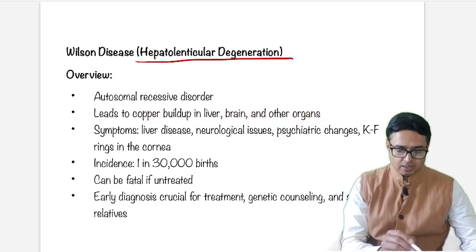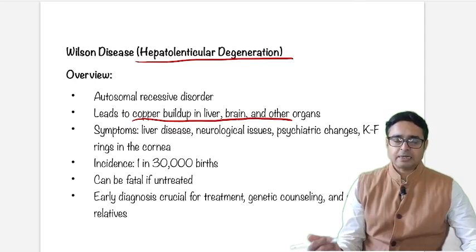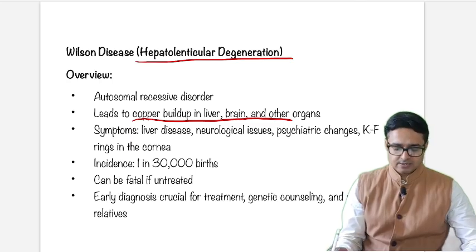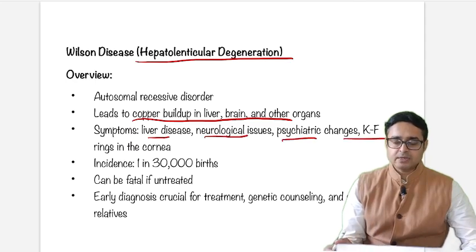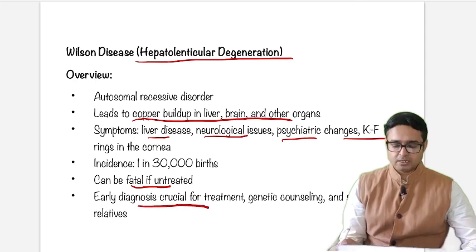Basically, in Wilson disease, copper excess is there. There is a mechanism behind it, we will discuss it later. But in a gross sense, copper gets accumulated in different organs, and that leads to Wilson disease. Symptoms include liver disease, neurological issues, psychiatric changes, and KF rings in the cornea. We will discuss these in detail later, but mainly it involves liver, CNS, and eye symptoms. It can be fatal if untreated, and early diagnosis is crucial for treatment, genetic counseling, and screening of relatives.